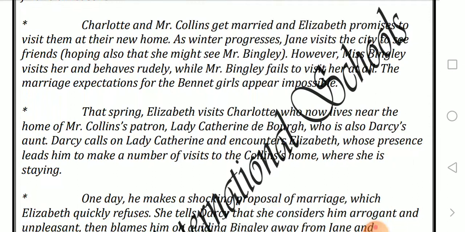Charlotte and Mr. Collins get married, and Elizabeth promises to visit them at their new home. As winter progresses, Jane visits the city to see friends, hoping also that she might see Mr. Bingley. However, Miss Bingley visits her and behaves rudely, while Mr. Bingley fails to visit her at all. The marriage expectations for the Bennet girls appear impossible.